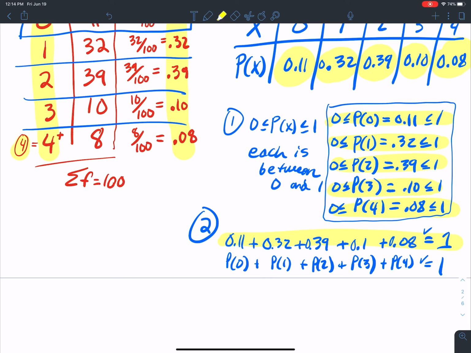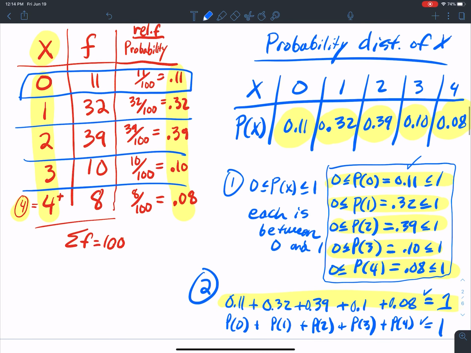So that verifies that it's a probability distribution. Each one of those is between 0 and 1, and when I add them all up, it adds up to 1.